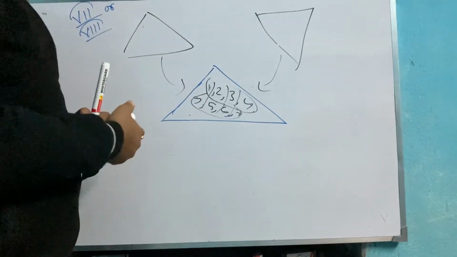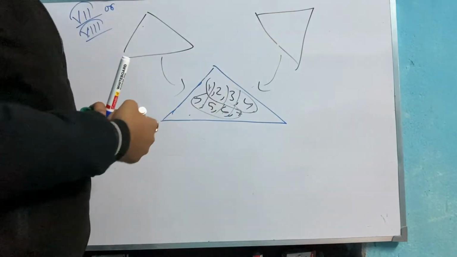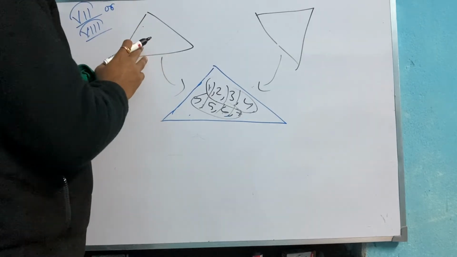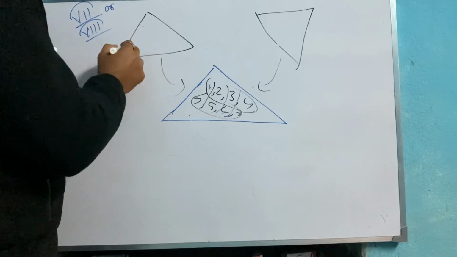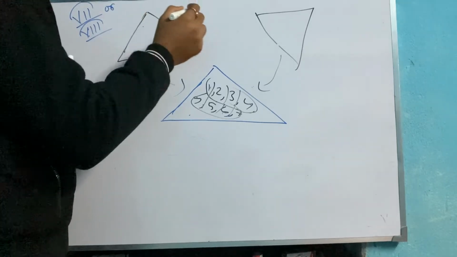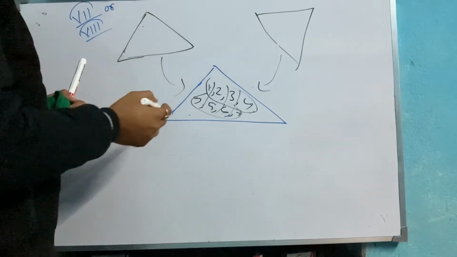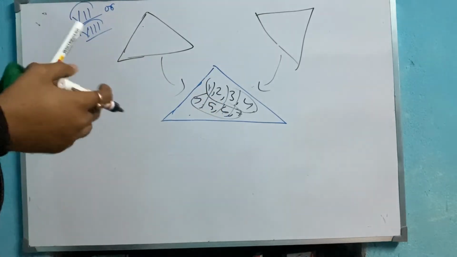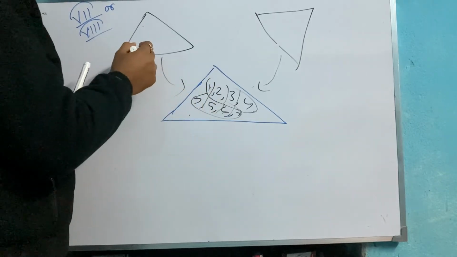Here or here? It may be here. Here all elements may be present. You don't know from where the numbers are taken. Now, how can you say from where the numbers are taken? You have to say that the numbers are taken from either this or this.